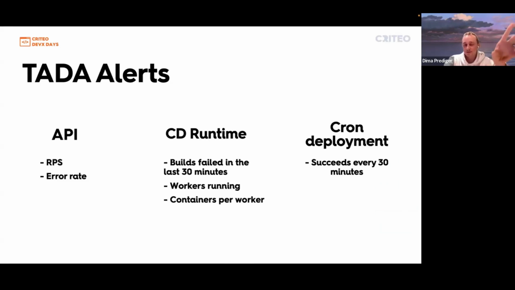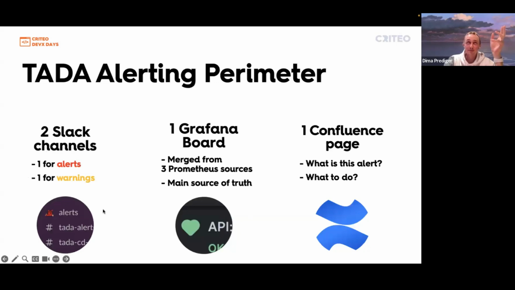It's not all the alerts, to be honest, that we produce. But we decided to extract the main ones and put them into the Tada Alerts channel. And this is the channel that our interrupt must react to. If you see an alert there, you should do something about it. And we also extracted less important alerts, named them warnings and put them into a separate channel. Interrupt should still investigate what is happening, but at his own time.